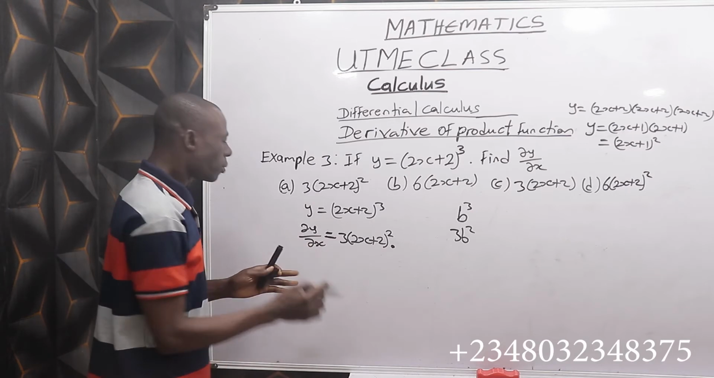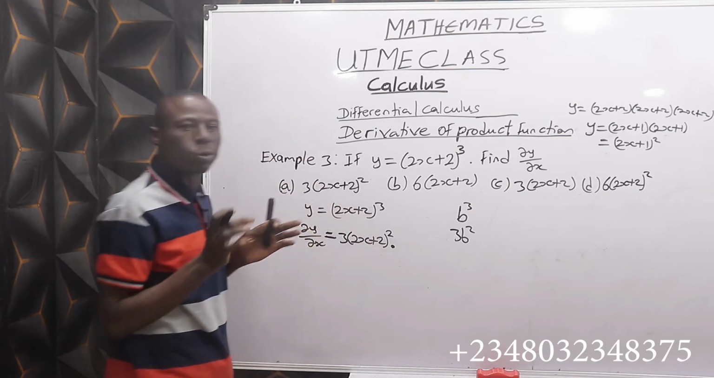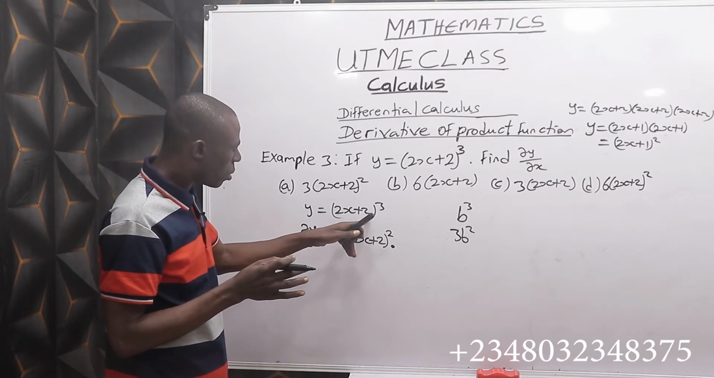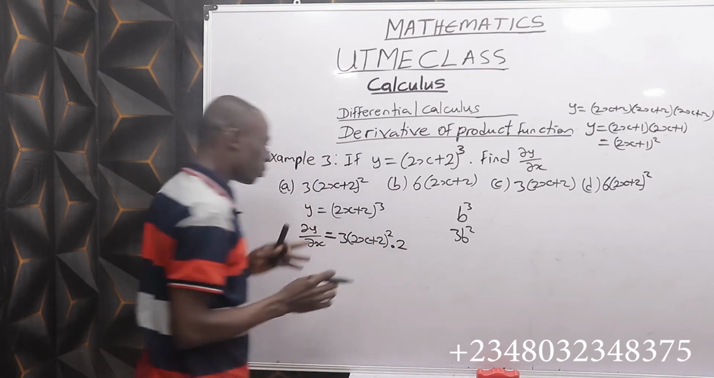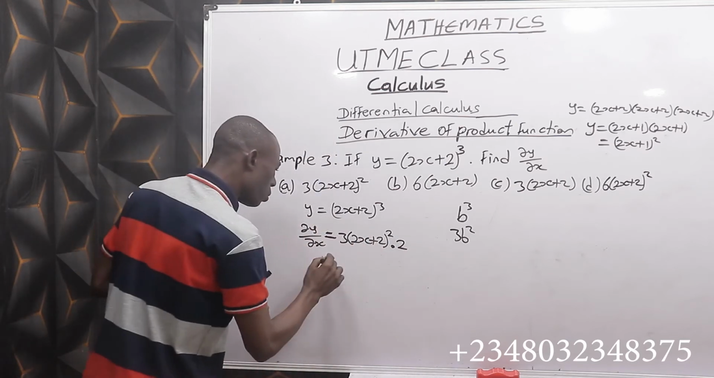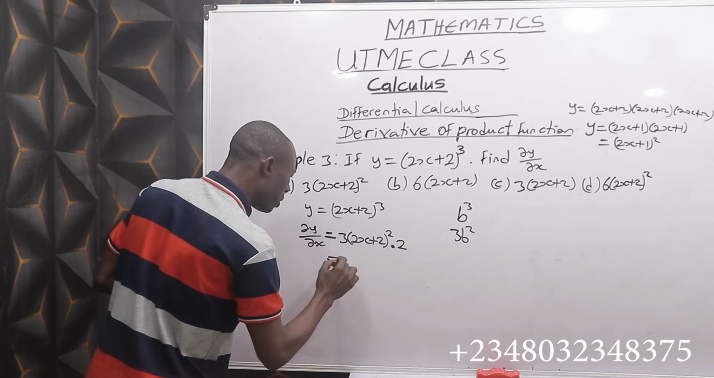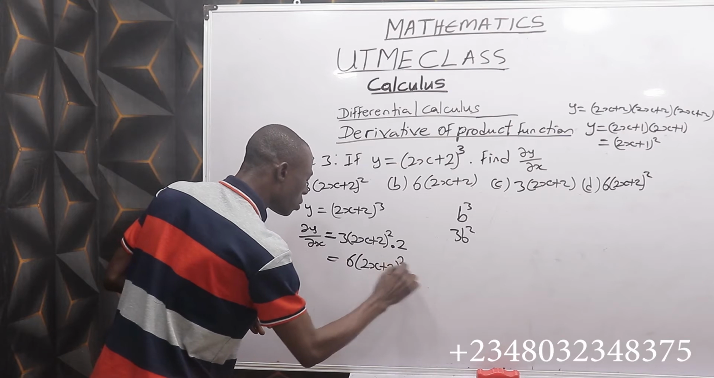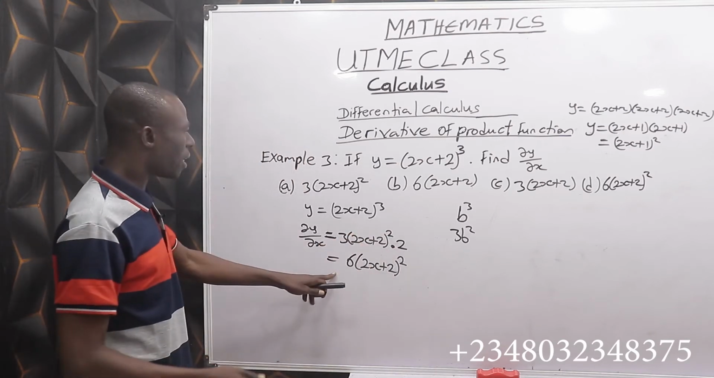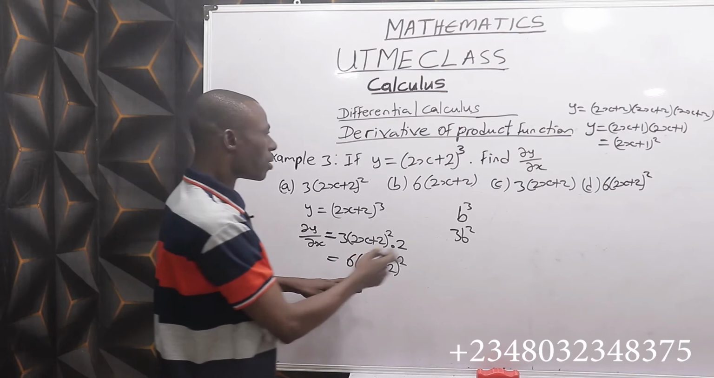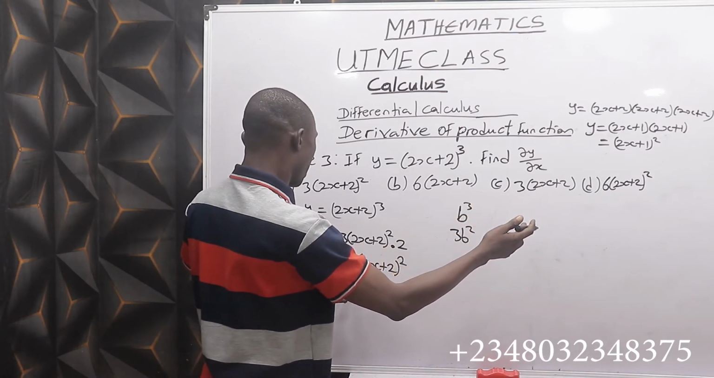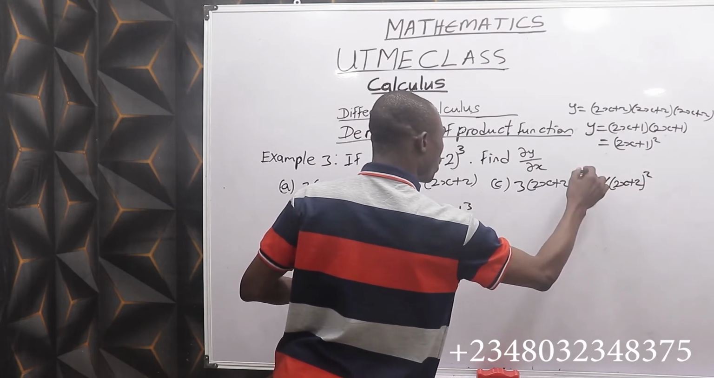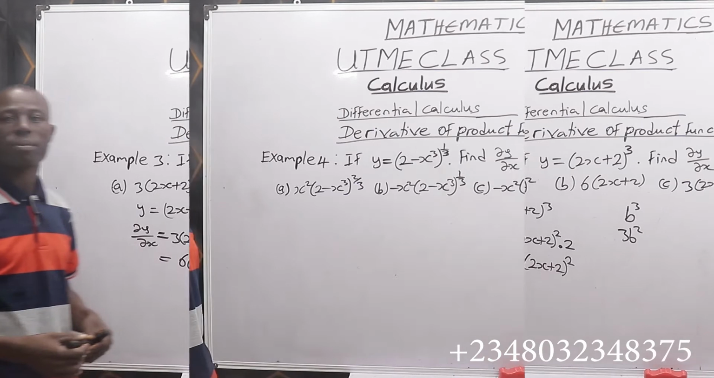times differentiate the inside alone. What's the derivative of the inside alone? 2. So 3 times 2 will be 6 into 2x plus 2 raised to the power 2. And that's the answer. That is the derivative. So let's scan through and see what should be our answer. 6 into 2x plus 2 raised to power 2. Option D is the correct answer.